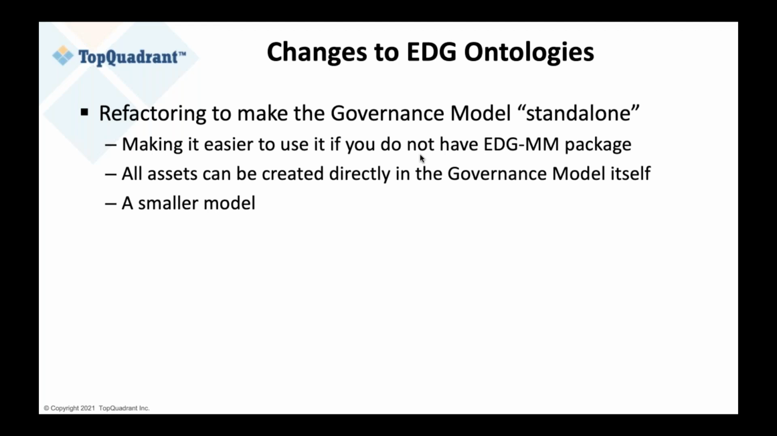Those additional relationships, for example, a relationship to various documents, relationships to various policies that are outside of the governance model, still exist, but they have been moved to the ontologies that support, let's say, enterprise asset collections. So our EDG MM users can still use them in the appropriate types of asset collection. So that's one type of change.